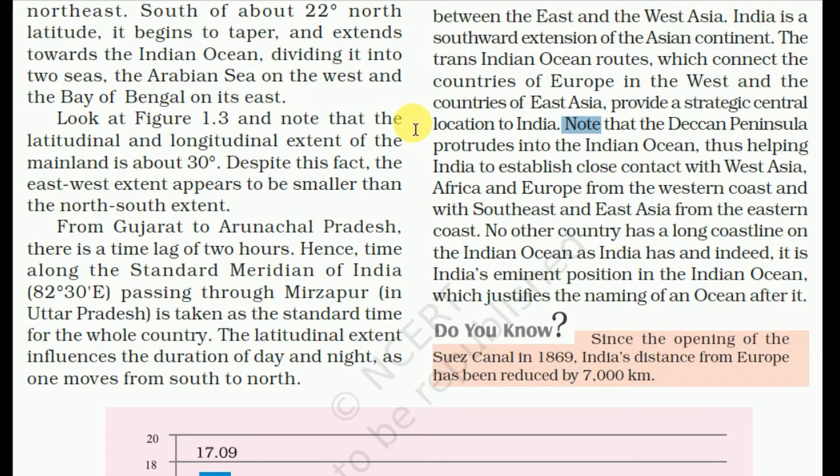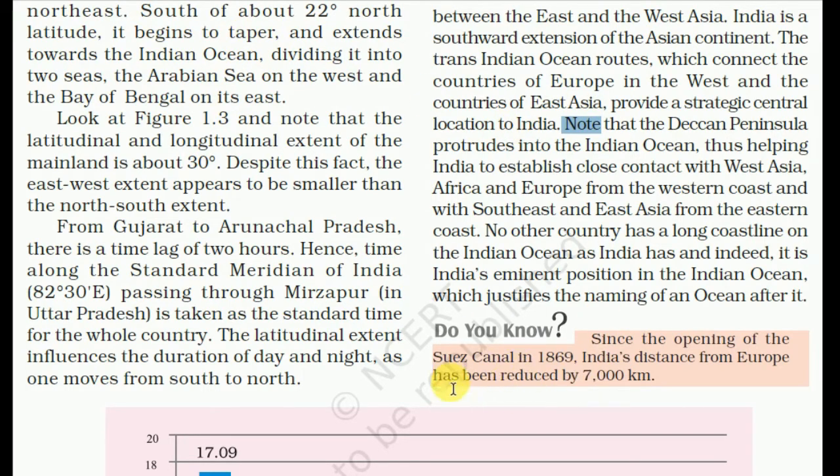It is notable that the Deccan Peninsula protrudes into the Indian Ocean, thus helping India to establish close connectivity with West Asia, Africa and Europe from the western coast and with Southeast and East Asia from the eastern coast. No other country has as long a coastline on the Indian Ocean as India has, and indeed it is India's eminent position in the Indian Ocean which justifies the naming of an ocean after it. So the Indian Ocean is named after India. It is the only ocean in the world that is named after a country.